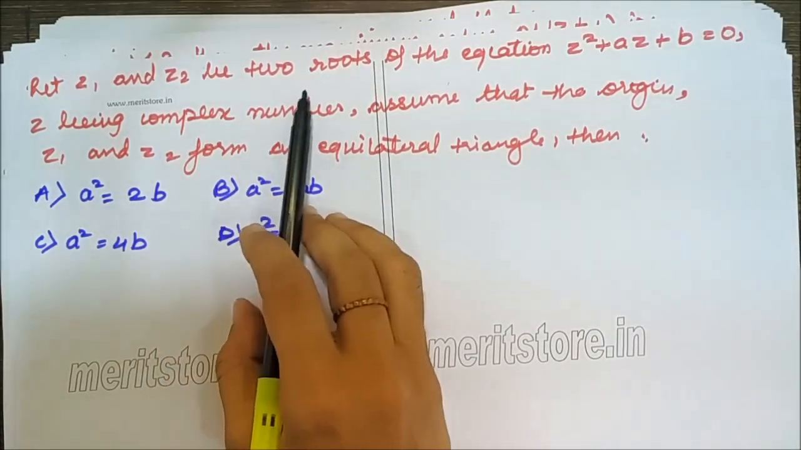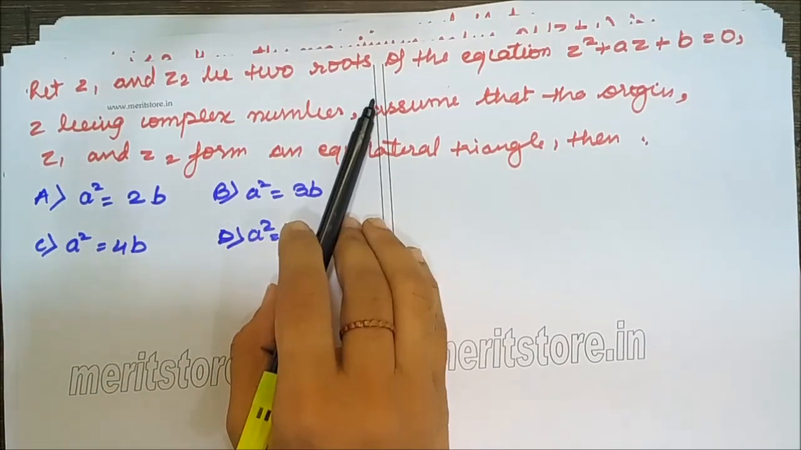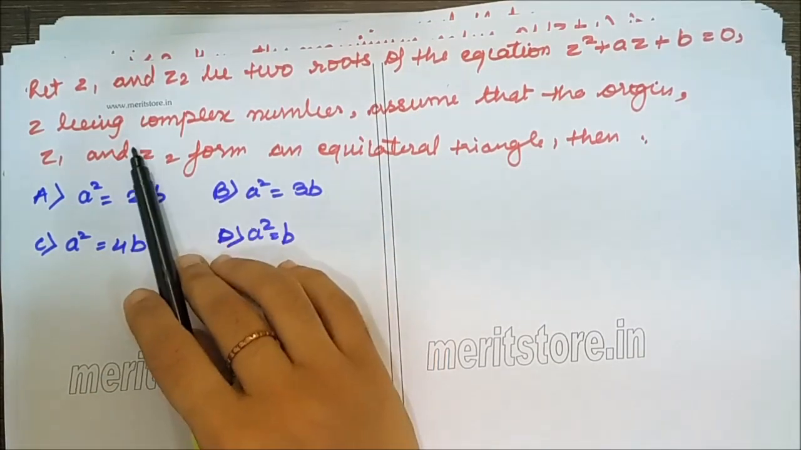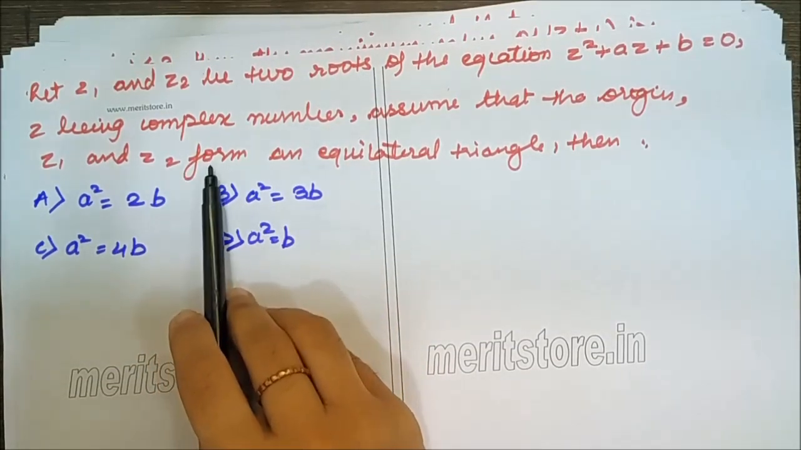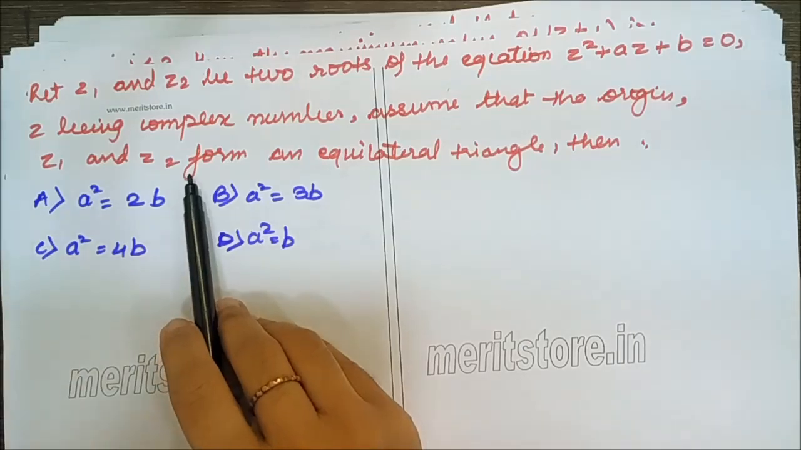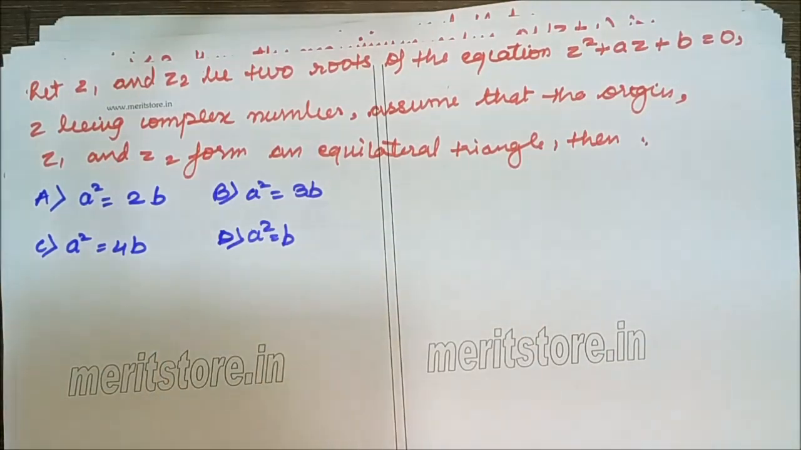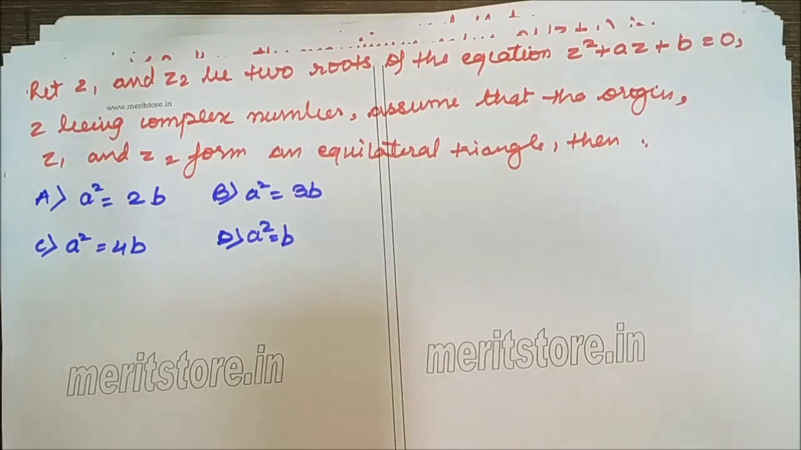Let z1 and z2 be two roots of z square plus az plus b is equal to 0, with z being complex numbers. Assume that the origin, z1 and z2 form an equilateral triangle. Then a square is equal to b, or a square is equal to 3ab. C, a square is equal to 4ab. And the fourth one, a square is equal to b.